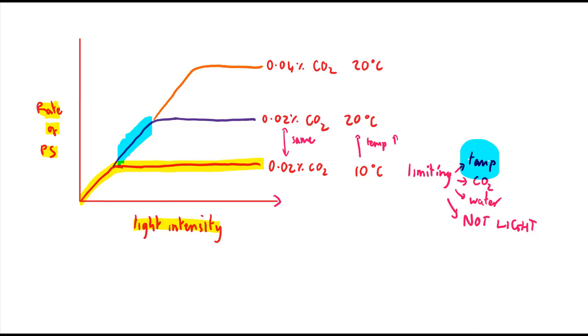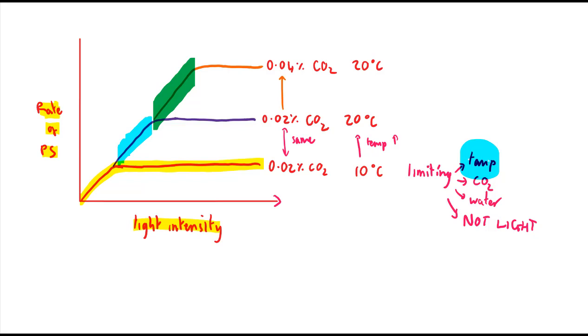But we get to here, and we've got 0.02% carbon dioxide at 20 degrees C. If we increase the amount of carbon dioxide up to here, we can see that at this point, the rate of photosynthesis increases. So therefore, between here and here, the amount of carbon dioxide was limiting. Now what we can see is, if we were comparing the first one to the third one, that both carbon dioxide and temperature were limiting, because when we increase the amount of carbon dioxide and the temperature, the rate of photosynthesis increases by much, much more.